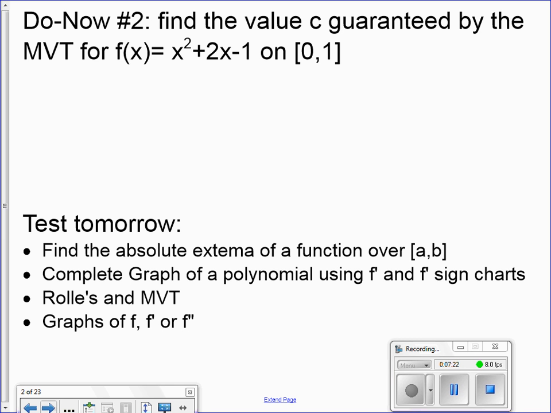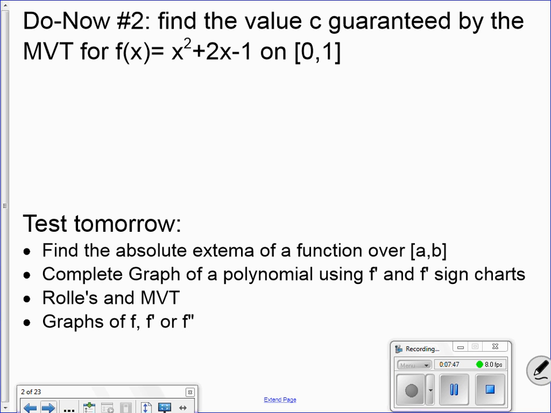Slope formula, right? The mean value theorem guarantees that as long as your function is continuous and differentiable, the slope of the secant, that's the straight line here, has to equal the slope of the tangent for some value c between a and b. So with the mean value theorem, the first thing you want to do is get the slope of the secant.